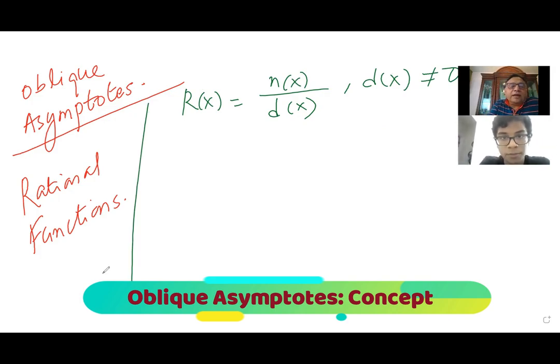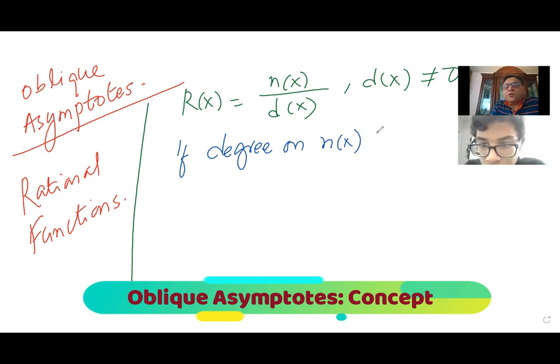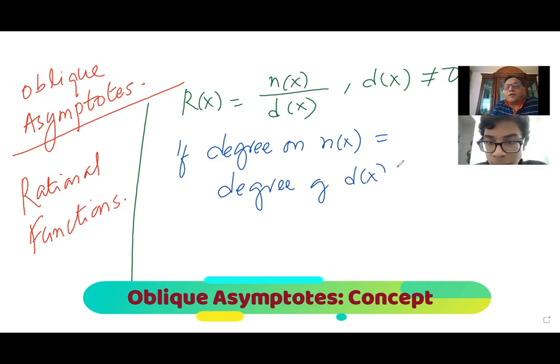So we get an oblique asymptote if the degree of numerator is equal to the degree of denominator plus 1. One more than the degree of denominator. Then you get an oblique asymptote. You get the idea? Right. So that is the condition.